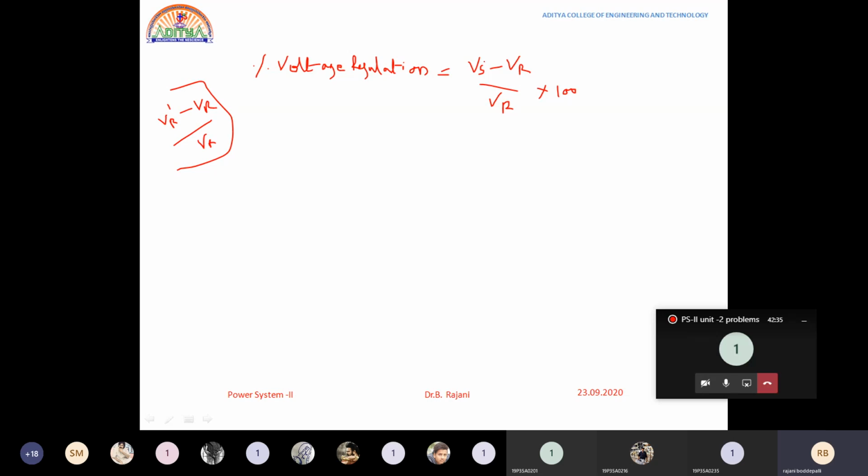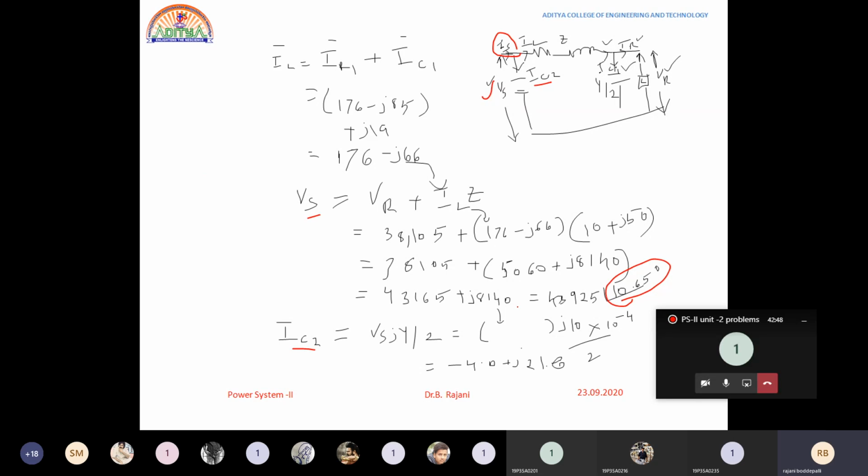Okay, now we know Vs and Vr. So straight away we'll put the values of Vs and Vr. What is Vs we have? The magnitude of Vs is how much? What is the magnitude of this one?